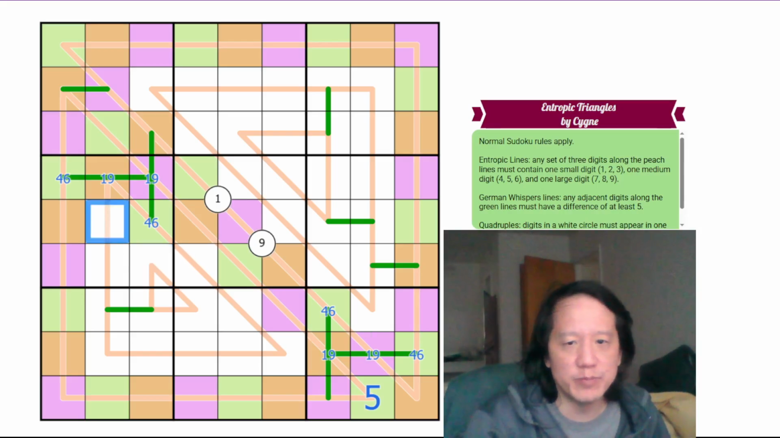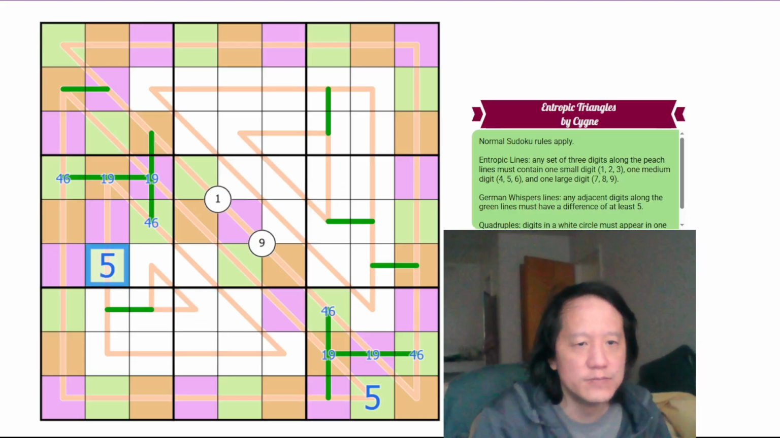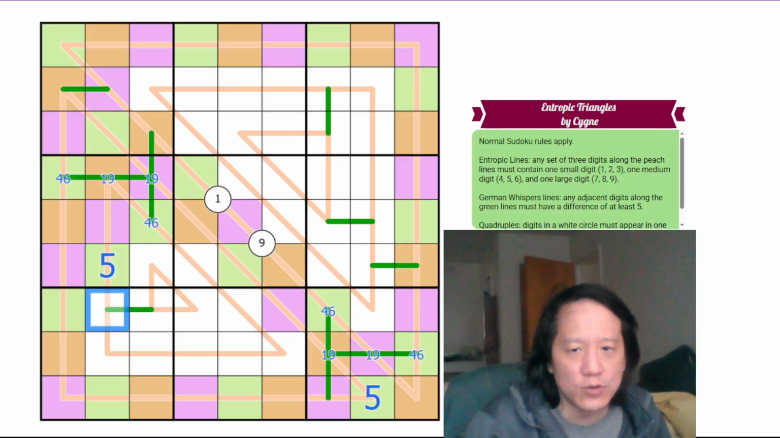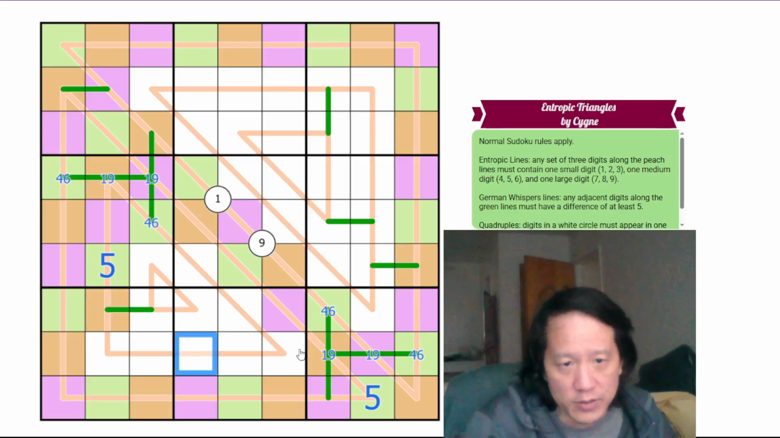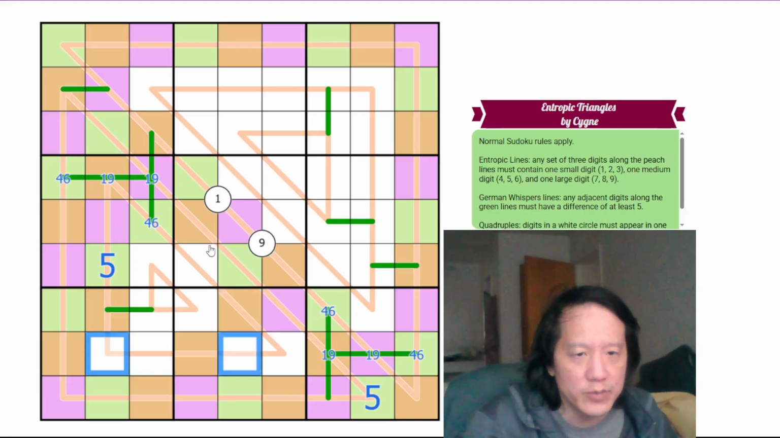So this has to be pink to fulfill the 3 cells here. Orange, pink, and green, which makes this the 5. This is orange again. So orange, pink, green, orange, pink, green, orange. So we have orange, orange, pink, pink, pink, and then green, green.